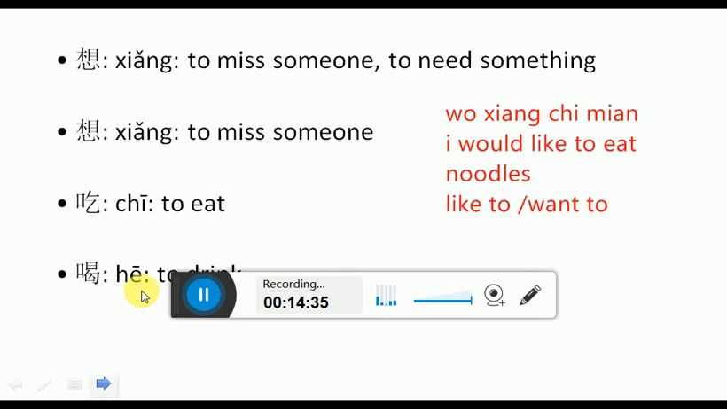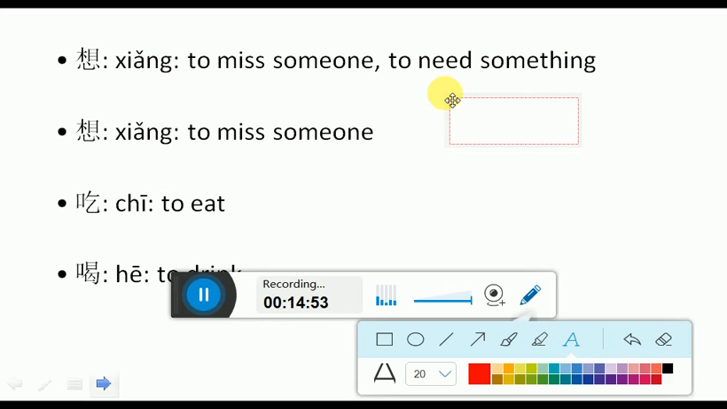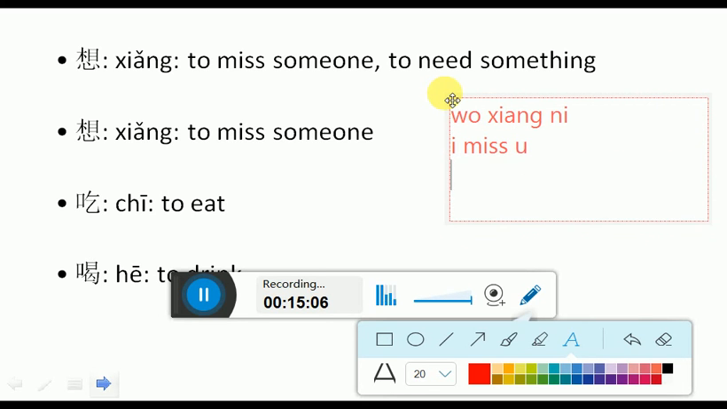Xiang is also used for miss, to miss someone. So, 我想你. I miss you. 我想你. I miss you a little bit. So there are a lot of meanings of xiang, but here we will learn only two meanings. Xiang, to miss someone, to need something. Xiang, to miss someone, I miss you.